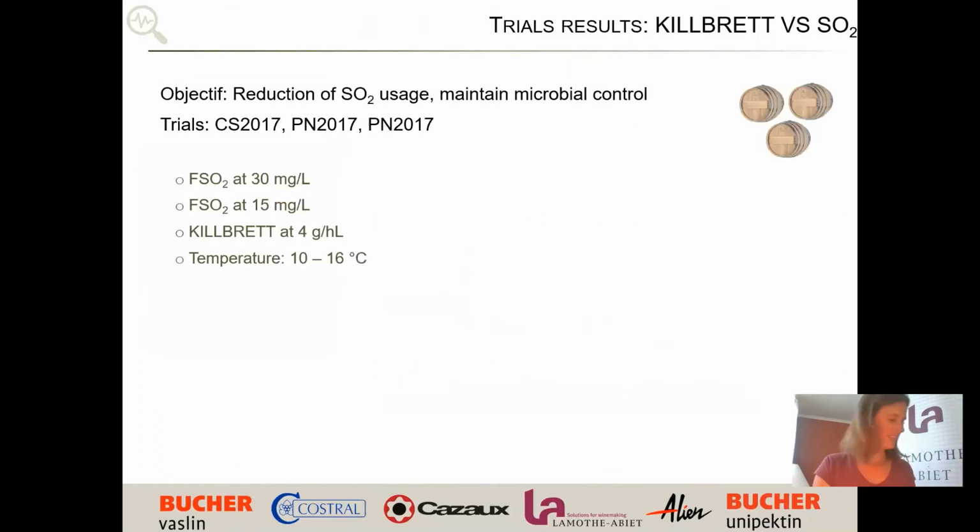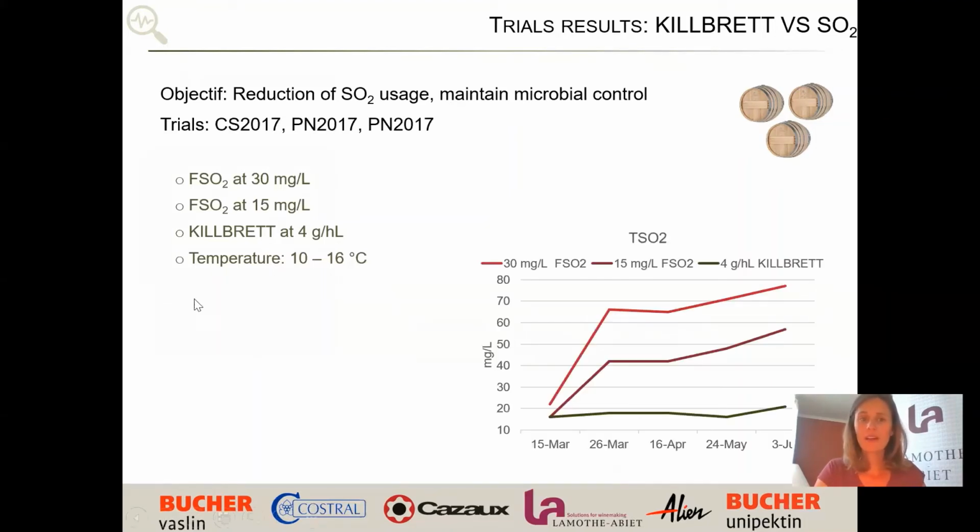Anyway, I think I have a little bit of time, so I'm going to show you very quickly some results where we compare. We did some trials in Burgundy and Bordeaux, where we reduced the sulfur usage during aging. So we have a wine that we kept at 30 milligrams per liter of free sulfur, one that we put at 15 milligrams per liter of free sulfur to see if we could reduce, and one that we didn't put any sulfur, but we put 4 grams per hecto of KillBrett. Okay, so you can see here the evolution of sulfur.